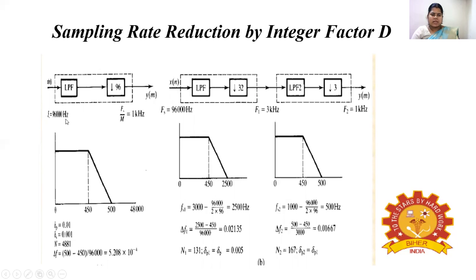Here 96 kilohertz gets downsampled into 1 kilohertz. Here we are using a low pass filter. This is the representation of a low pass filter that allows only the low frequency signals to pass through and blocks all the high frequency components.